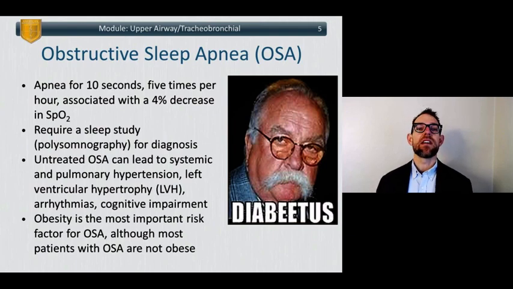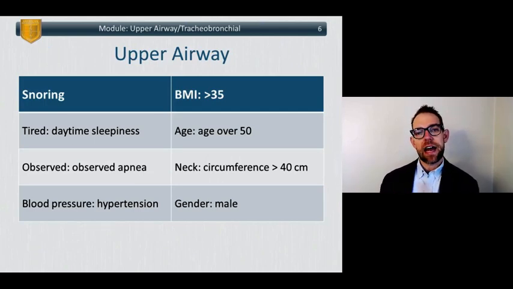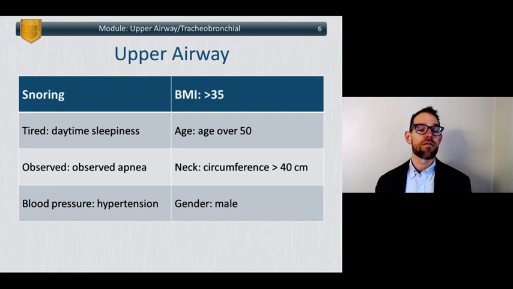While obesity is the most important risk factor for obstructive sleep apnea, we should know that of our population of diagnosed OSA patients, most of them are not obese, but do recall that is front and center the most important risk factor. So let's talk about STOP-BANG. Obviously, this is in these patients that have not had polysomnography for confirmation of having obstructive sleep apnea.